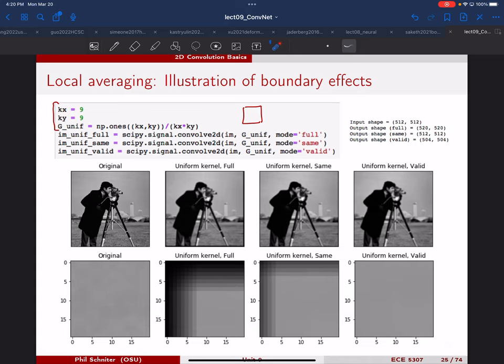Okay, and the size of this image is reported here. The original image was 512 by 512. The size of this is 520 by 520. So you can see it got bigger because of the zero padding.